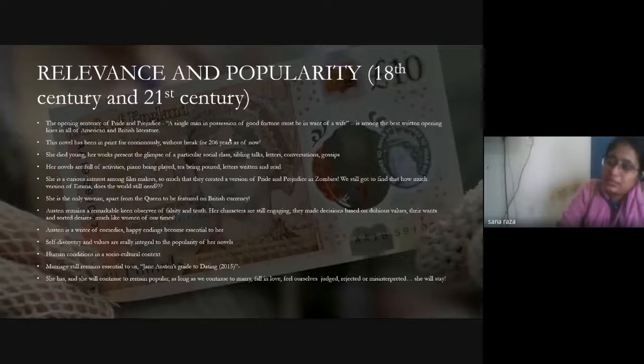Human conditions in a socio-cultural context. Marriage still remains essential to us. Jane Austen's Guide to Dating is a book which was written in 2015. She has and she will continue to remain popular as long as we continue to marry, fall in love, feel ourselves judged, rejected or misinterpreted. She will stay. So she's here to stay.